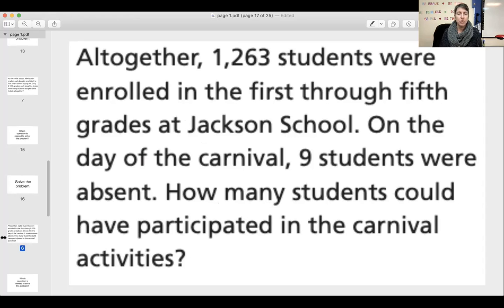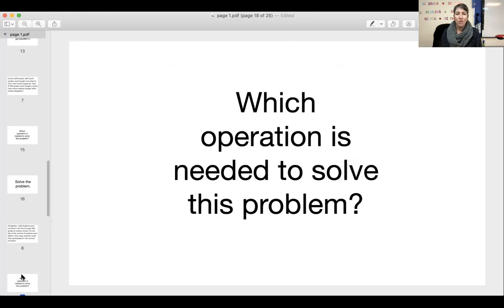Altogether, 1,263 students were enrolled at the school and 9 students were absent. How many students could have participated in the carnival activities? Think to yourself, what operation is needed to solve this problem? Is it addition, subtraction, multiplication, or division? Which operation is needed to solve this problem? Number 6 on page 119.